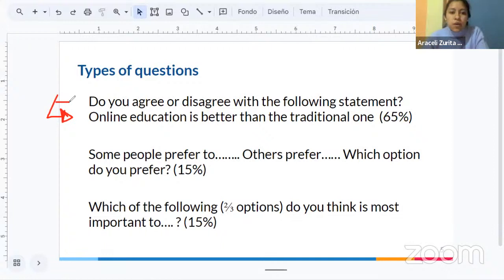Okay. Do you agree or disagree with the following statement? Online education is better than the traditional one.